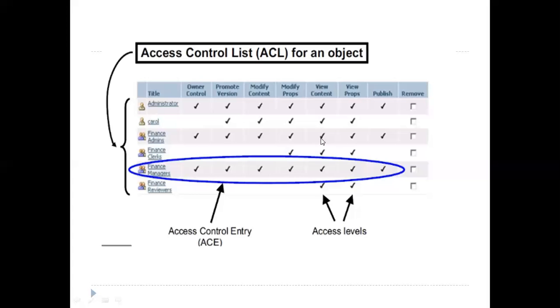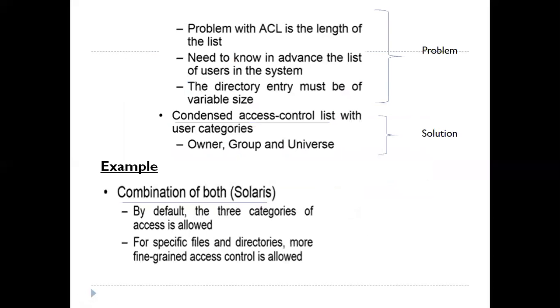Okay, by having this kind of access control list, do you think it's helpful? If I have 10 files, then there should be 10 ACLs created. So as the number of files increases, the number of ACLs also will be increasing, right? So the problem with the ACL is, as the files increase, the ACL also will increase. Need to know in advance the list of users in the system. What is that? If I want to give access to people, then I need to know who all the users are. If there are 100 users, I need to know the details of the users, right?